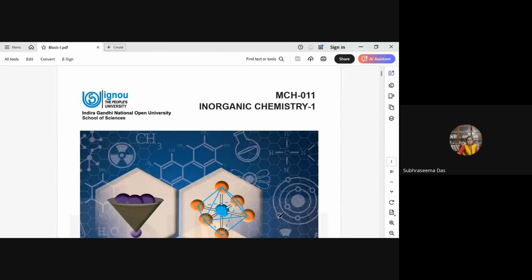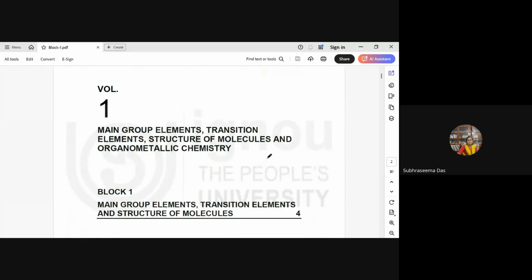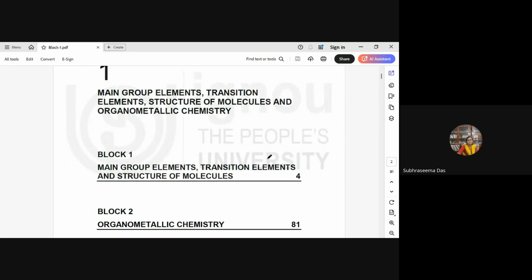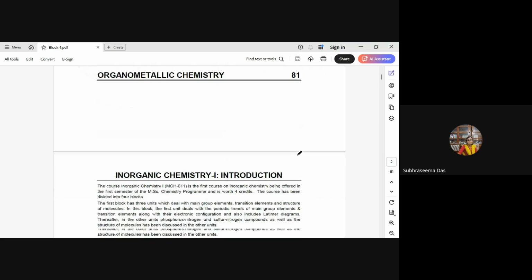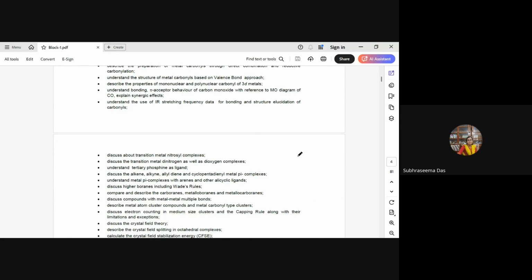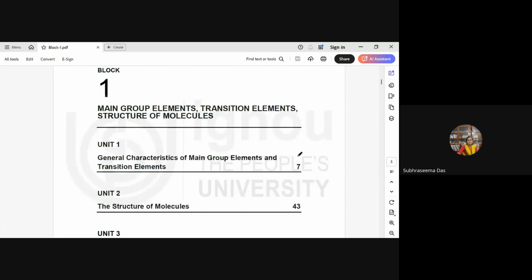In this block one, we will talk about different main group elements, the transition elements, and the structure of molecules. There will also be an introduction to organometallic chemistry. In block one, we will come across three units. The first unit is about the general characteristics of main group elements and the transition elements. Here we will just have the basic physical and chemical properties of the main group elements and the transition elements.